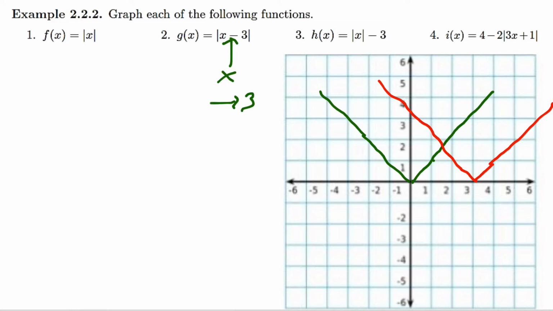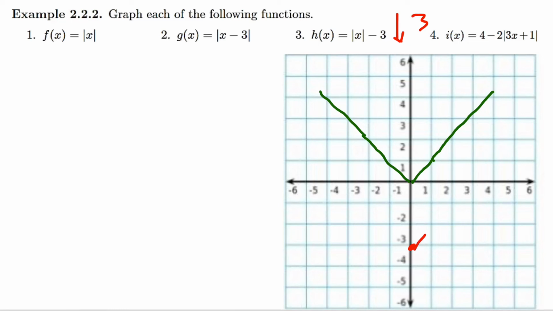All right, and number 3, this number on the outside here means I'm going down by 3, so that affects my y values. So the whole entire graph is going down by 3, so the point goes down by 3, and then I'll just get the same shape in here, like this. Same slope to these side lines. All right, so that's number 3.